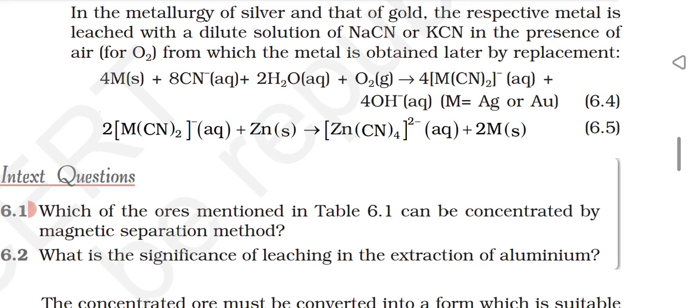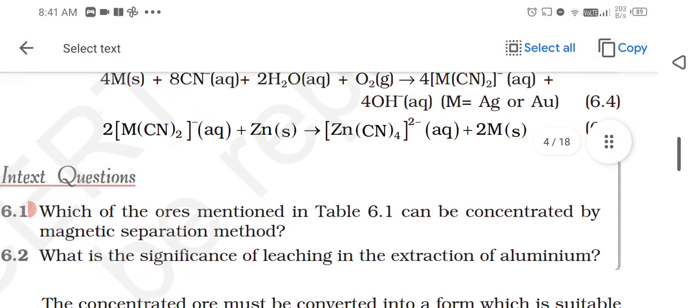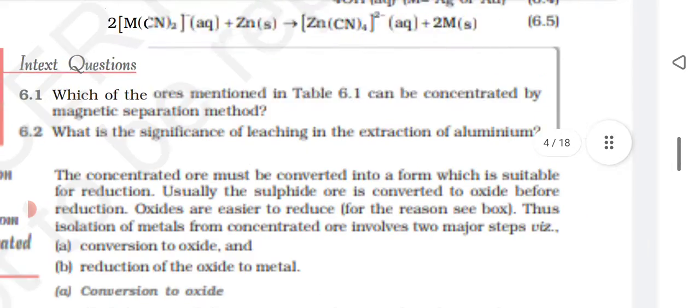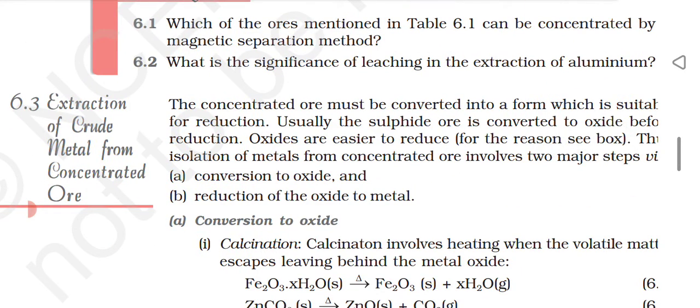Then that is treated with zinc. So these questions are important: for which it is used, and which metal is used to remove the gold or silver from cyanide. So all these are important. So some questions are here. After this, extraction of crude metal from concentrated ore we'll discuss in another video.